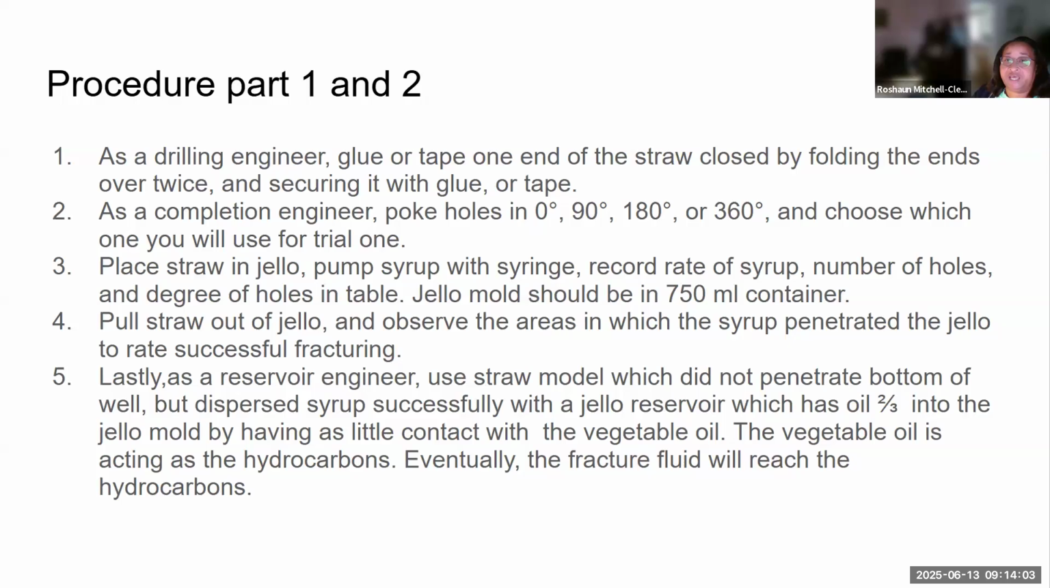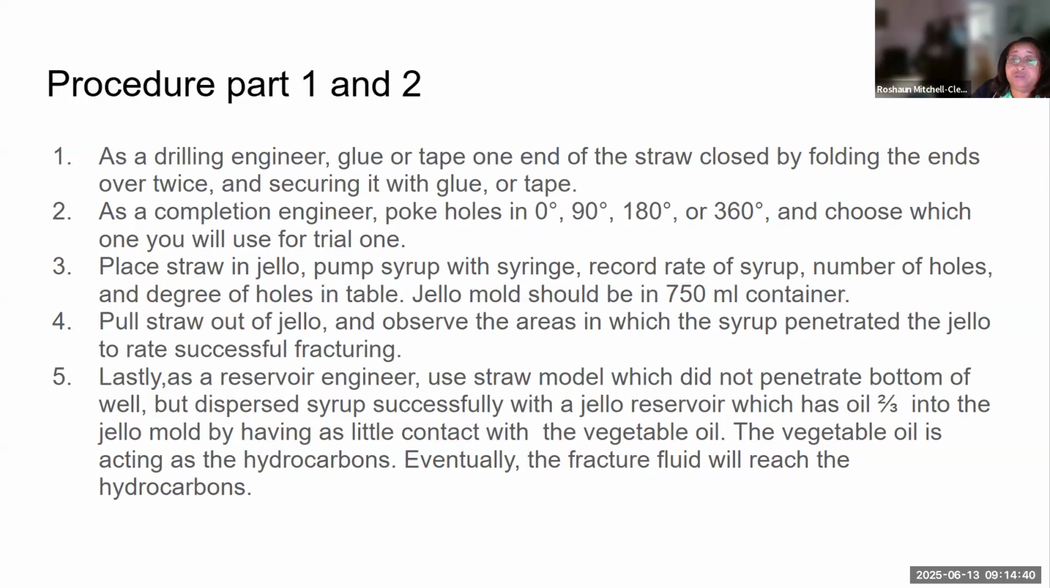And the jello mold should be in a 750 milliliter container. The reason why I'm stating that is because the first container we used wasn't exactly 750 milliliters, and so it was really shallow, but we still were able to be effective. And then after you have pumped the syrup inside of the straw, you pull the straw out of the jello and observe the areas of the fracture and see how far it went. That's how you determine whether the penetration was a success or a contamination.